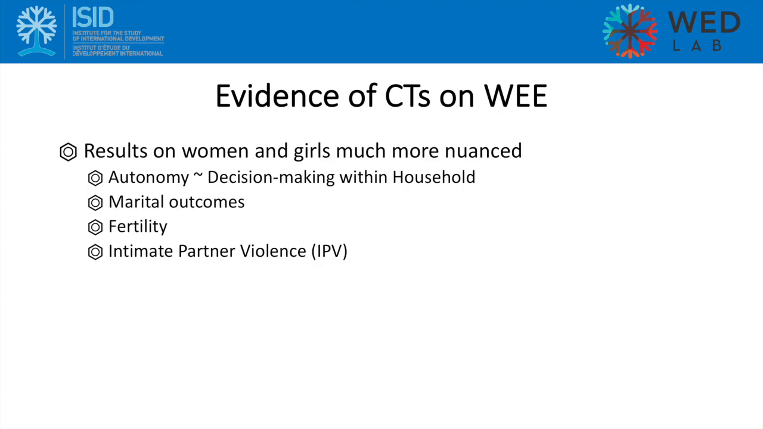And so here I'm going to break it up into four different domains. I'm first going to talk about autonomy and decision-making within the household to try to link that closely to Kabeer's concept of agency. I'll talk a little bit about some of the evidence on marital outcomes. I'll talk a little bit about some evidence on fertility, not fertility of the adolescent girls, because we know where that is, right?